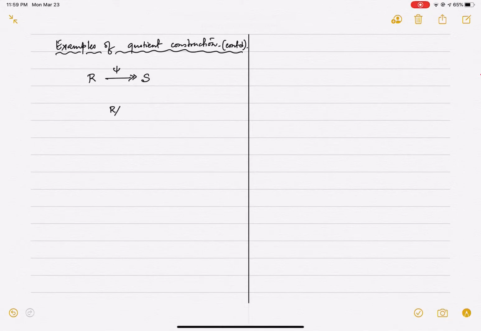You have the natural quotient homomorphism from R to R mod the kernel of psi. The statement is that given any psi, it induces an isomorphism from R mod the kernel to the image. Call it eta. So in particular, if you have a surjective ring homomorphism from R to S, then R modulo the kernel of the homomorphism is isomorphic to the image of the homomorphism.